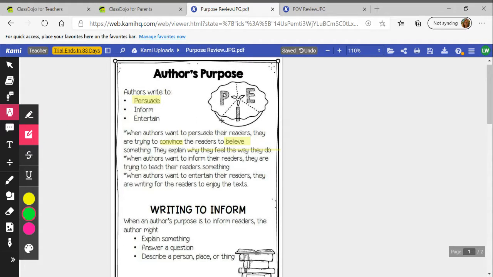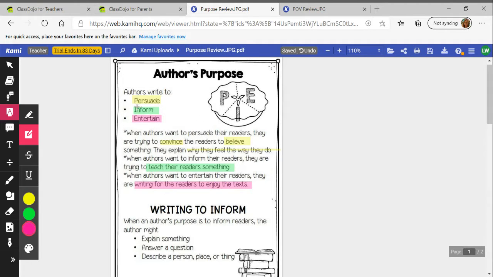The next letter we talked about was I, which was to inform. Informing means that they are teaching you something. They're giving you facts or information to teach you, the reader. The last letter that we talked about in PIE was to entertain. When someone entertains, they're writing for you to enjoy the text. So they're trying to give you some information that's fun to read. Usually this is a fictional text, which most of you like to read.